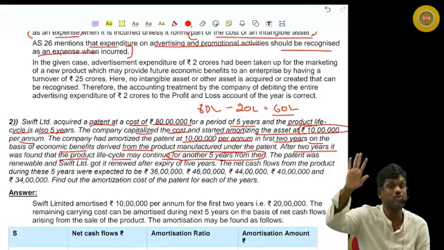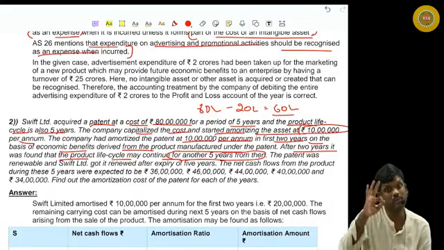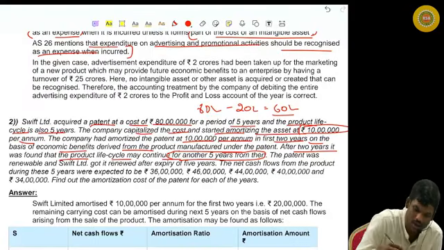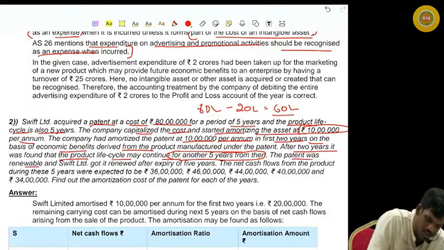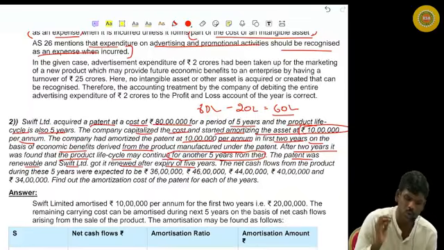Initially they thought the total useful life itself is only 5 years. Now after 2 years, actually the remaining life is only 3 years. But they are telling no, not 3 years, it will come for another 5 years. The patent was renewable and Swift Limited got it renewed after expiry of 5 years. So they can totally use it for another 5 years even after 2 years.